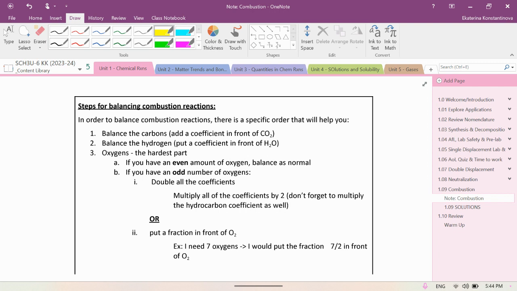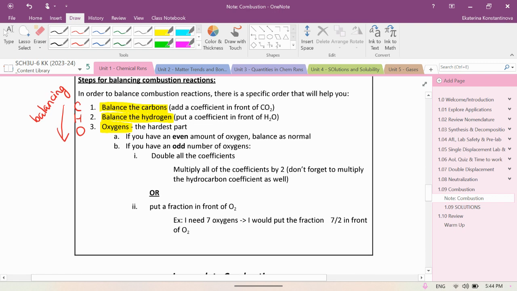So when you are balancing, your first step is to balance your carbons. Okay, you need to add the coefficient in front of carbon dioxide first. Okay, then you're going to balance the hydrogen. And last but not least, you're going to balance the oxygen. Oxygen is the hardest part. Okay, so again, always balance carbon, then hydrogen, then oxygen. That is your order of balancing.